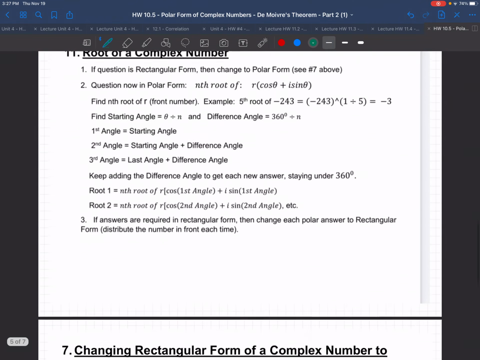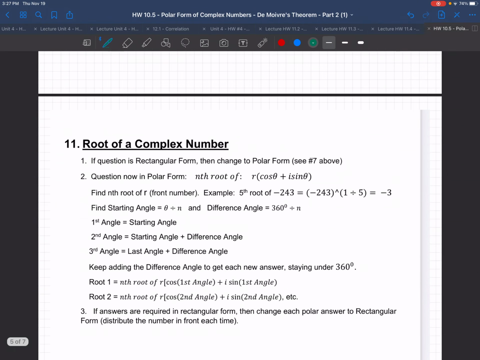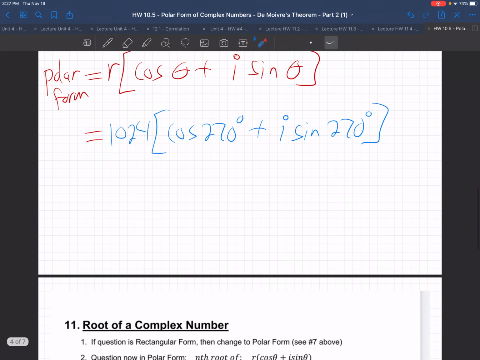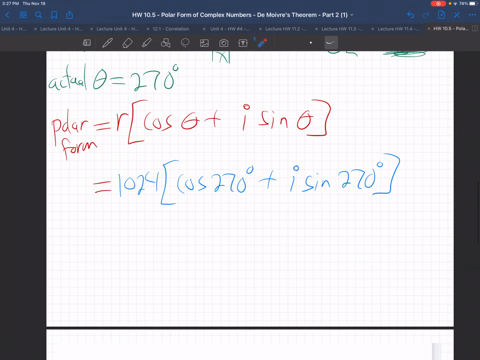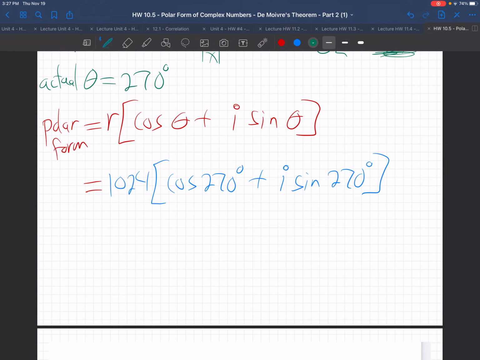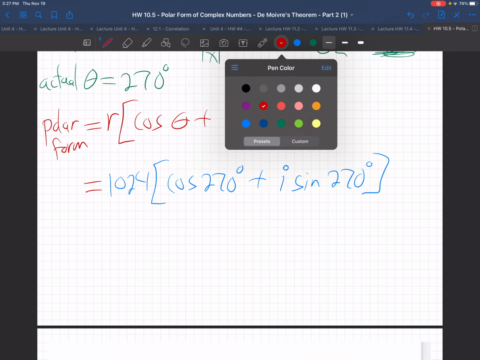Okay, so that is all simply step 1, right? If it's in rectangular form, change to polar form. We did it. Question's now in polar form. Yes, it is. It looks like that. Yes, it does. Find the nth root of r, the front number. Example, the fifth root of this would be that to the 1/5. Okay. So we've got to do that. And so let's come on down here.